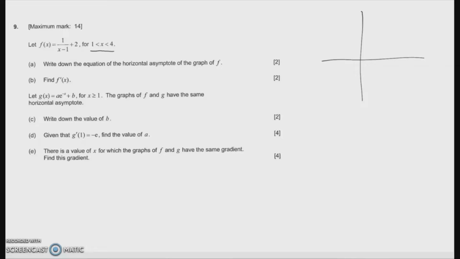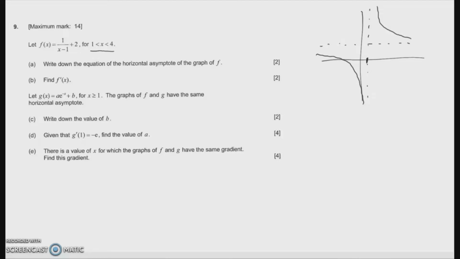So with that in mind, instead of having the usual reciprocal graph which has an asymptote at y equals 0, this is going to be shifted up 2 units for an asymptote here at y equals 2, and it's going to be shifted 1 unit to the right, so our vertical asymptote is actually going to be through here at x equals 1. So the graph will look something like this. Once again, this is just a sketch to give us a general idea.